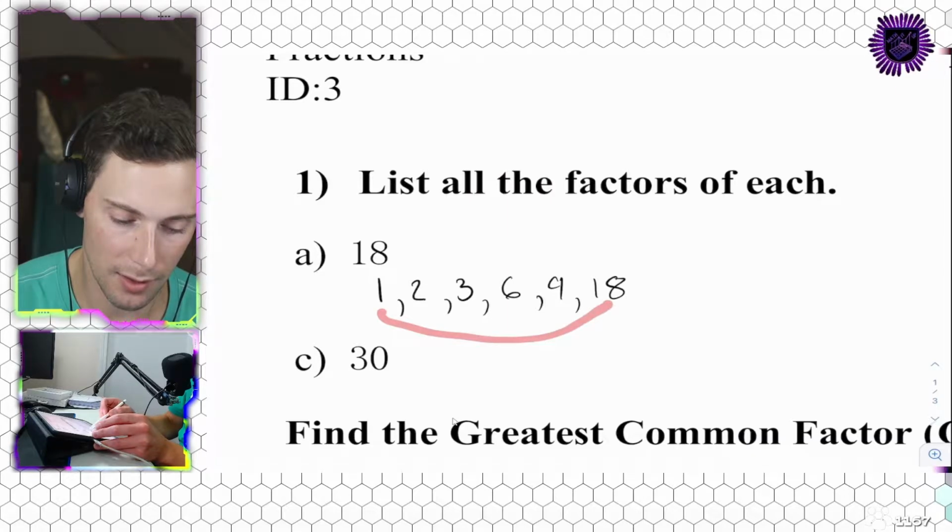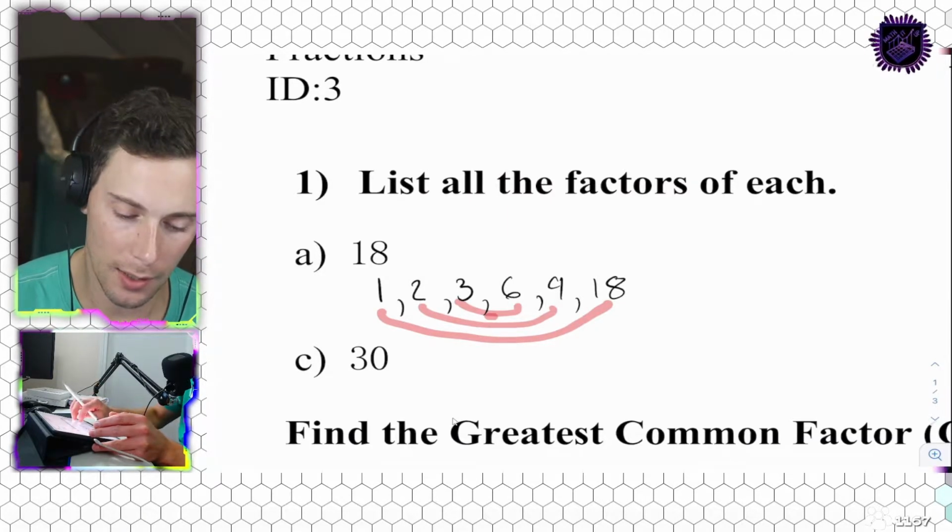And of course, these wonderful factors make our little factor tree. 1 times 18, 2 times 9, 3 times 6. Am I forgetting any? I don't think so.